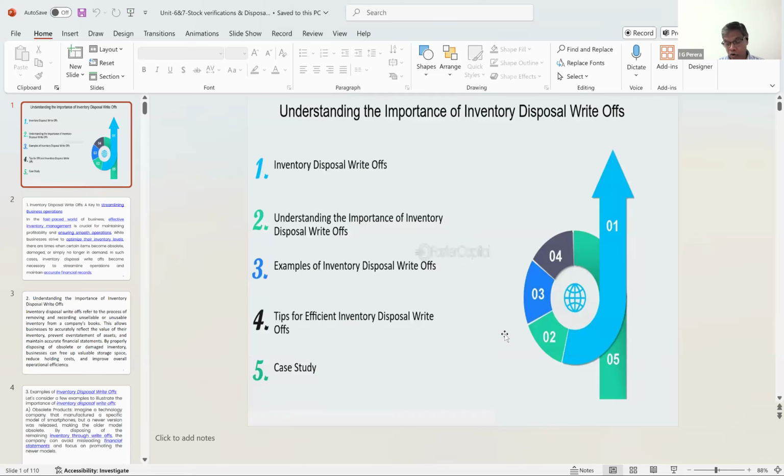So we understand how best we can do stock verifications. But the issue is, how do we dispose items? So let's try to understand in general form how best we'll be able to formulate a policy for our organization. Whatever the type of organization, you should be able to develop a policy for your organization to dispose whatever the items.